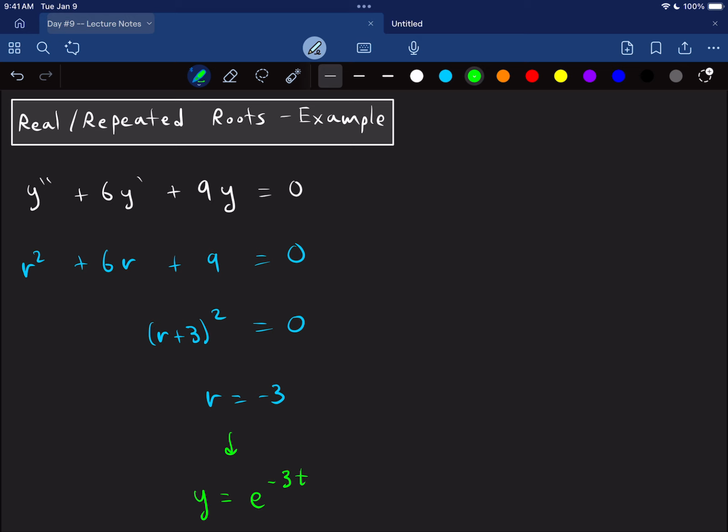I want you to ponder for a moment. What feels a little weird? What feels off? We don't have a second answer, and this is a second order differential equation. And you might think, oh, well, that's okay. That's fine. No, it's not okay. Because we have a second order differential equation, we have to have another answer.